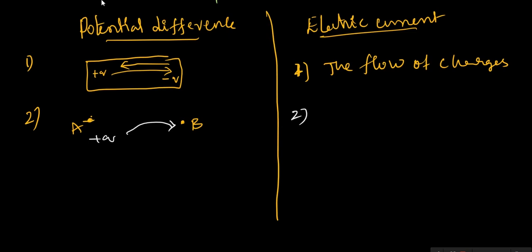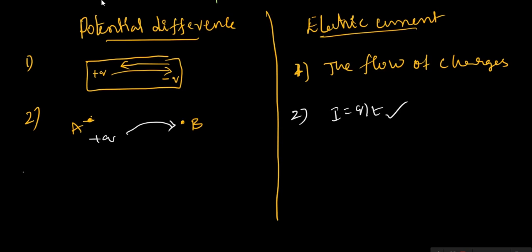Whereas in electric current, the amount of positive charge flowing through a particular area in unit time is called electric current. As I already said, I equal to Q by T.